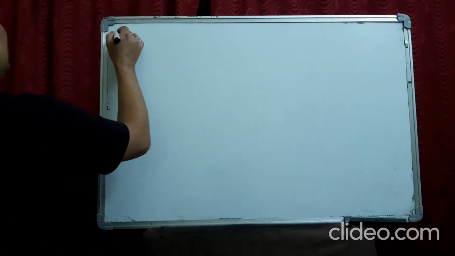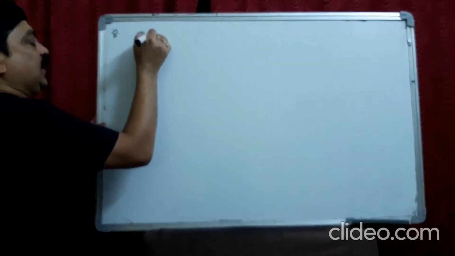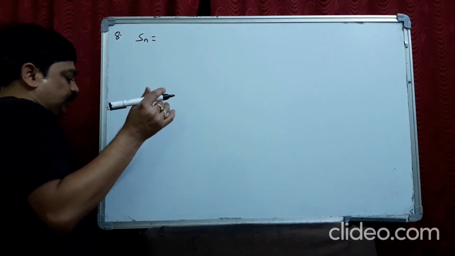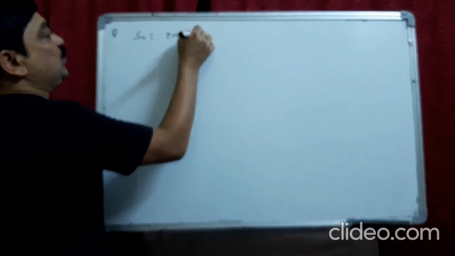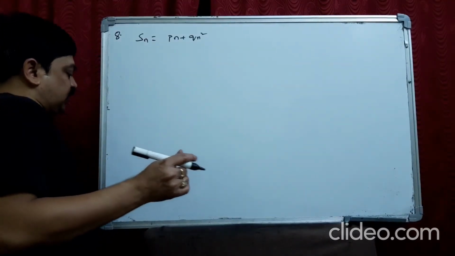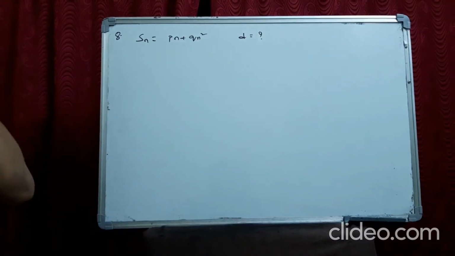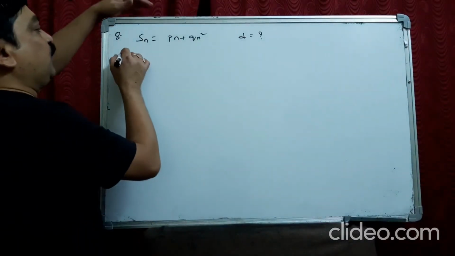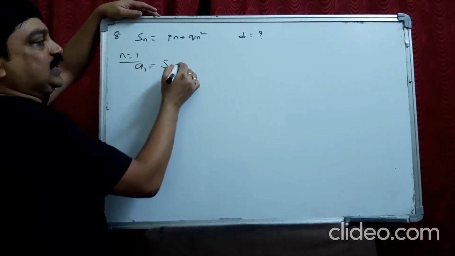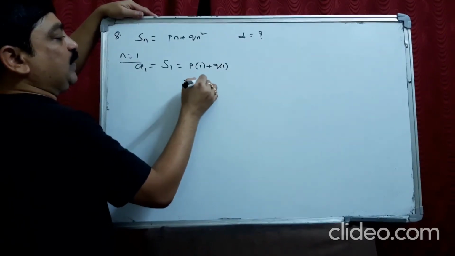Now see the 8th problem. What did they give? Sum of n terms of an AP, Sn, is given as Pn plus Qn square. Find the common difference. We need d. To find this, there is a process. First of all, if you take n equal to 1, you will get S1 and also a1. Both are same. So it becomes P into 1 plus Q into 1, that is P plus Q.